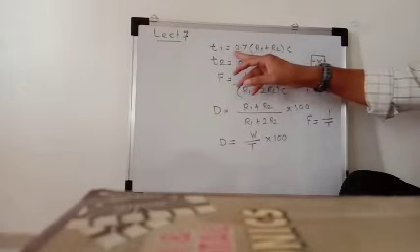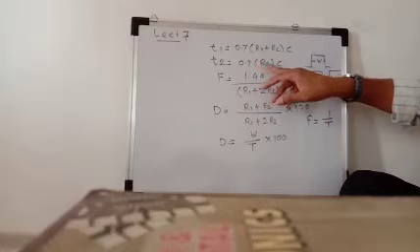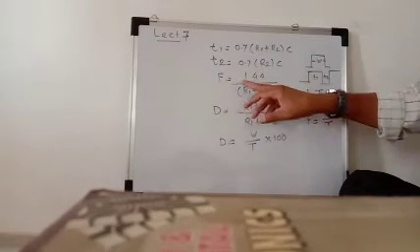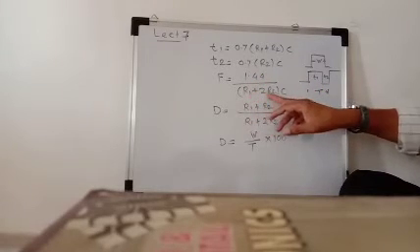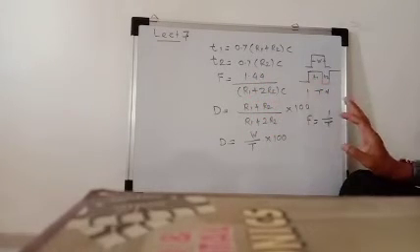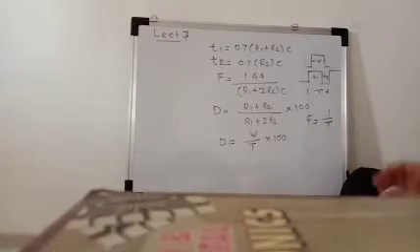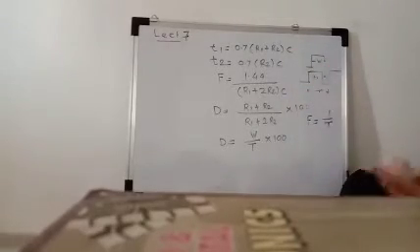Also, T1 is the charging time of the capacitor, T2 is the discharging time of the capacitor, and frequency F is equal to 1.44 divided by (R1 plus 2 R2) into C. Okay, so these are the important formulae. Now take one example.